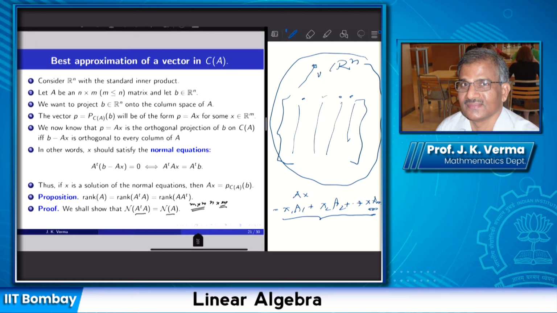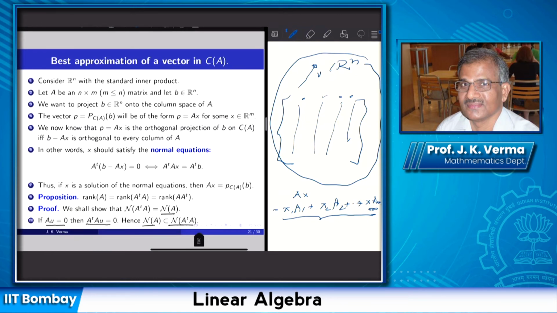So just prove that each null space is contained in the other. Pick a vector U in the null space of A. That is, AU equals 0, and therefore A transpose AU is also 0, and therefore U belongs to the null space of A transpose A. So the null space of A is always contained in the null space of A transpose A.